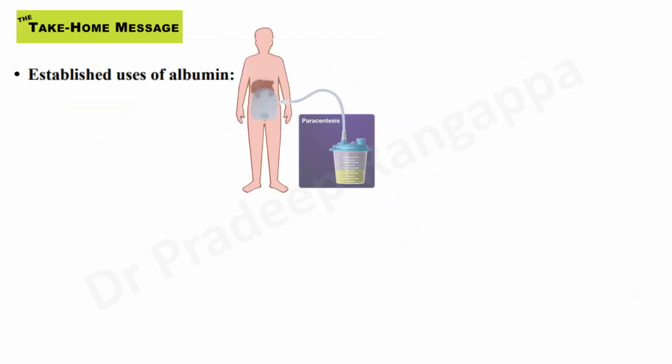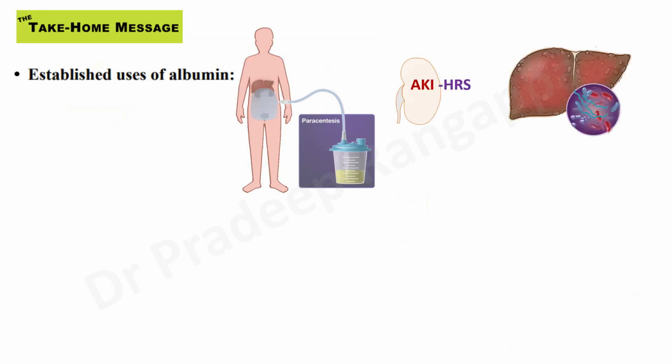So the take-home message, the established uses of albumin. For all the listeners, if you can remember this slide, it should be good enough. Established is large volume paracentesis, AKI, HRS, and SBP. These are the established. For long-term usage of albumin, there were good trials. The ANSWER trial and the Deep Escoli trial were there, but then the UK attire study sort of debunked it. So right now, we are not fully convinced whether long-term albumin would help.